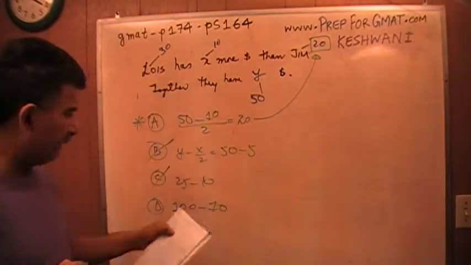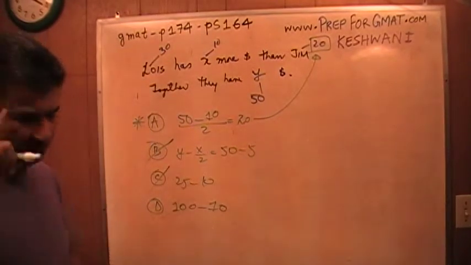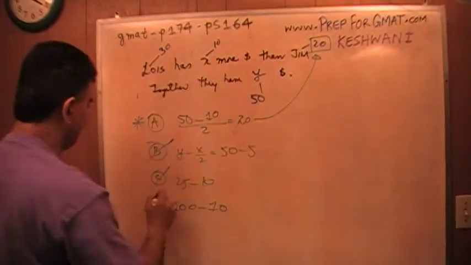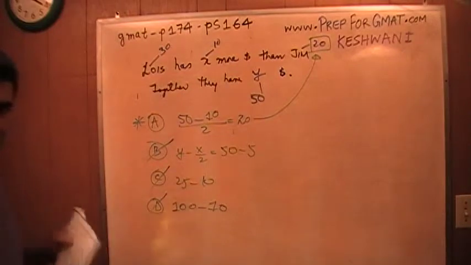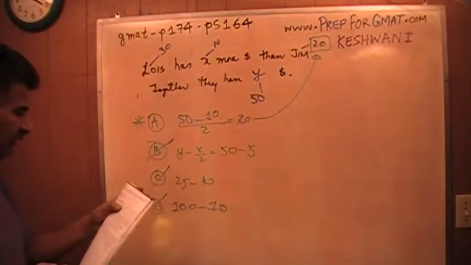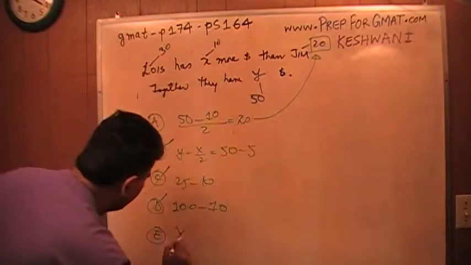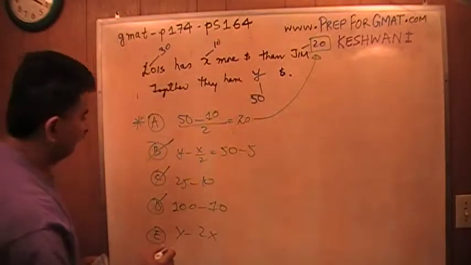Of course, in the real exam, I will not write all these things down. I'll just think, 2Y, which is 100, minus 10 is 90. I'm looking for 20. That's not it. I'm just trying to convince you that that is the answer. As you can see, none of these work. E is Y minus 2X. 2X is 20.